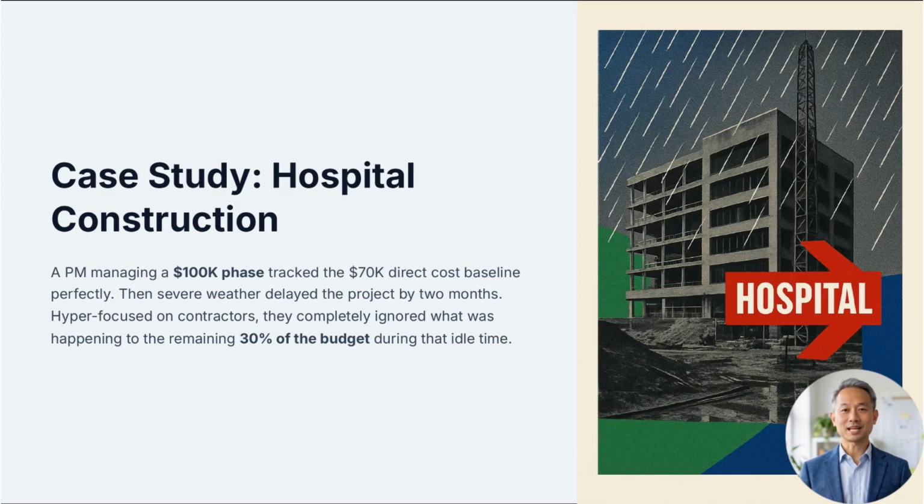Let's look at a worked example involving an international hospital construction project. The project manager was managing a specific $100,000 phase and was aggressively tracking the $70,000 allocated for materials and contractor labor. This was their direct cost baseline, and they were hitting it perfectly. However, a series of severe weather events delayed the project by 2 months. Because the manager was hyper-focused on the contractors, they completely ignored what was happening to the other 30% of the budget during that idle time.